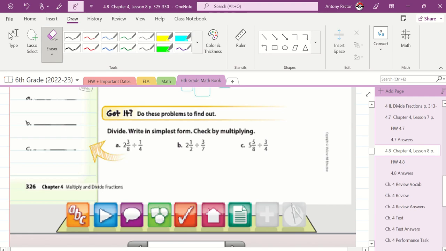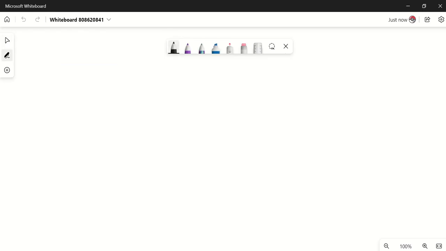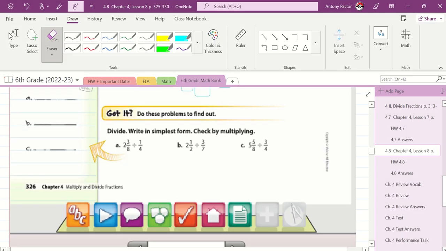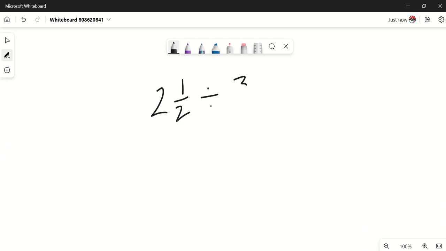Next problem. 2 and 1/2 divided by, that's a terrible looking division symbol. Let's try that again. Divided by 3 over 7.